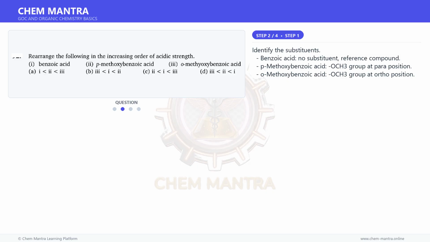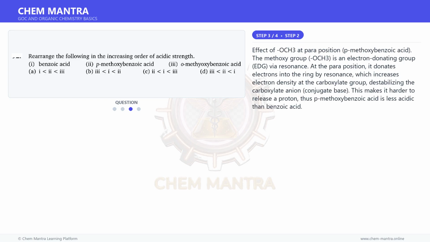Moving on to the next step. Identify the substituents. Benzoic acid, no substituent, reference compound. P-methoxybenzoic acid, OCH3 group at para position. O-methoxybenzoic acid, OCH3 group at ortho position.